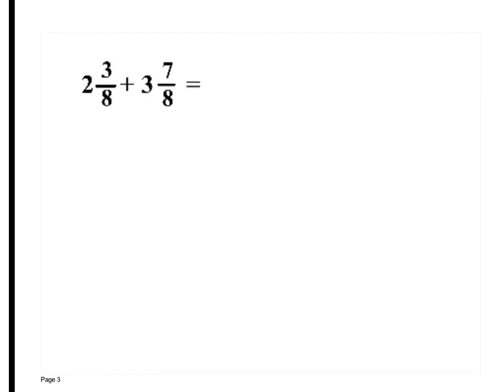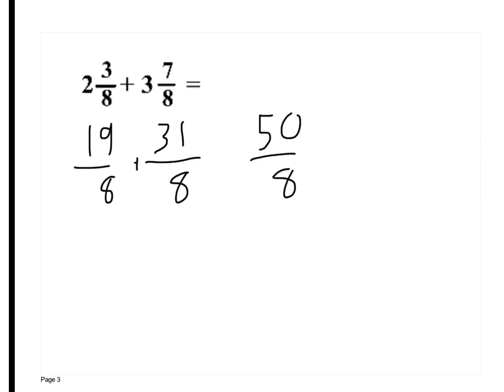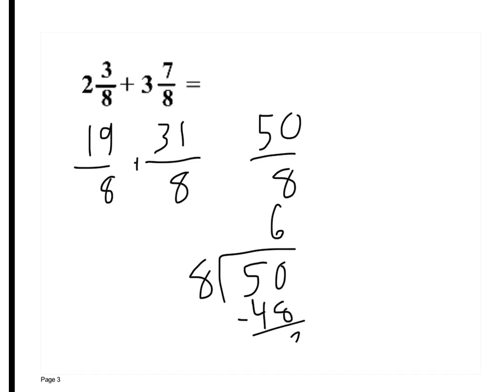What we do is we turn these into improper fractions. 2 times 8 is 16. 16 plus 3 is 19. 3 times 8 is 24. 24 plus 7 is 31. So then we add those. 19 and 31 is 50. Then I change 50. I take 50 divided by 8. 8 goes into 50 6 times, 2 left over. Same. So 2 8ths is the same thing as 1/4. There's my answer. I don't care which method you choose.